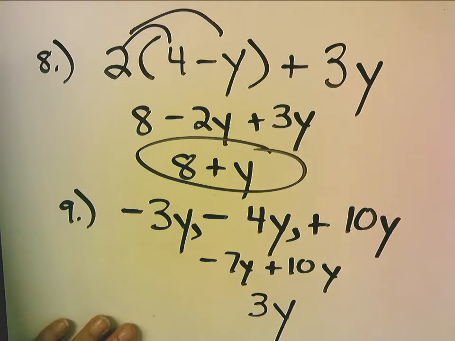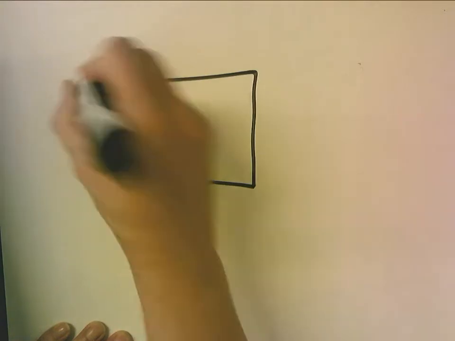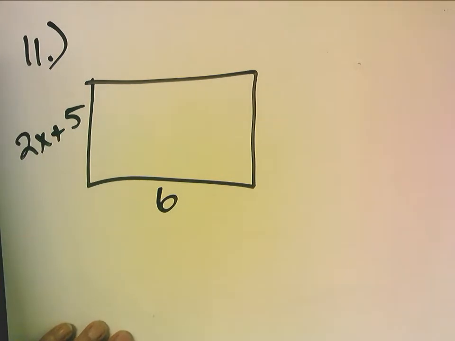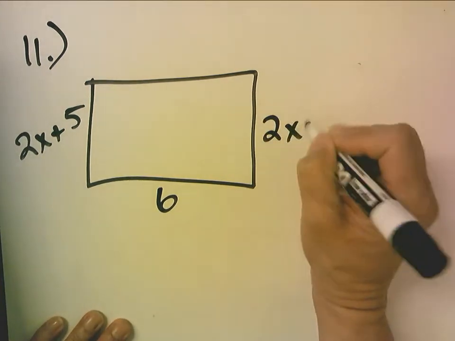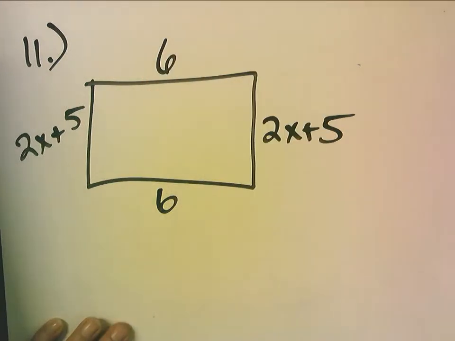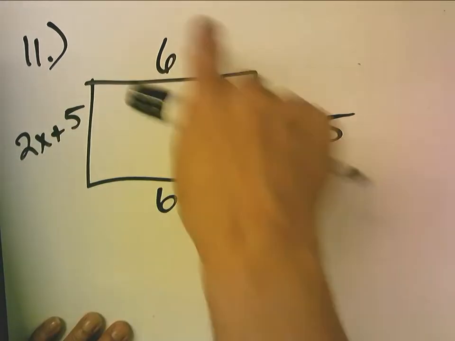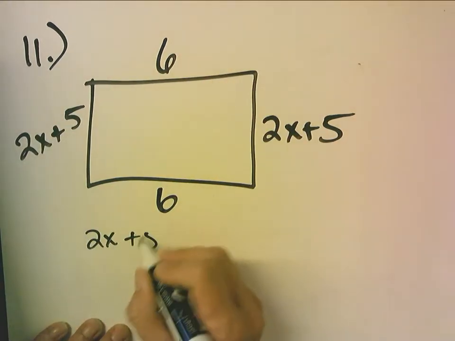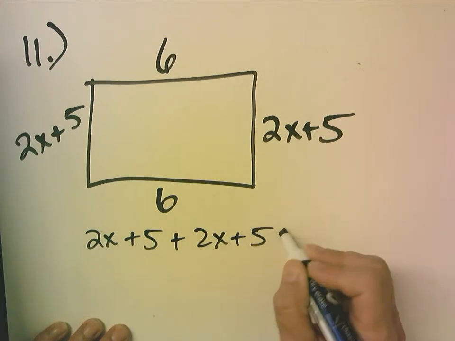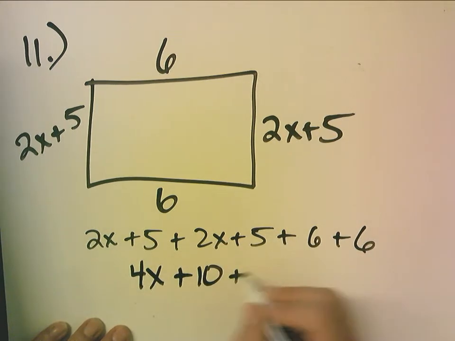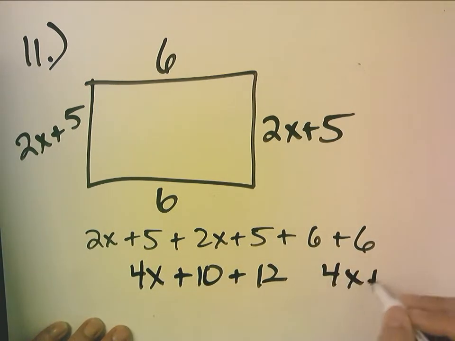Okay? Now, let's look at number 11. Gives you a picture. 2x plus 5 and 6. Now, whenever I see these pictures, I like to say, well, this side is also 2x plus 5. This side is also 6. Because now, if it's asking for the perimeter, I just add all of these together. So 2x plus 5 plus 2x plus 5 plus 6 plus 6. So that becomes 4x plus 10 plus 12, or 4x plus 22.